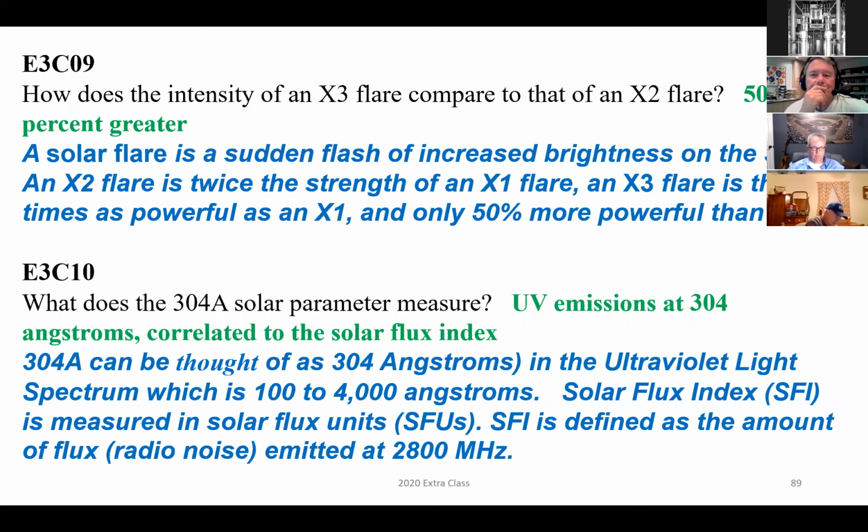E3C09. How does the intensity of an X3 flare compare to that of an X2 flare? And that's going to be a factor of 50% greater. The solar flare is a sudden flash of increased brightness on the sun. So an X2 flare is twice the strength of an X1 flare. And an X3 flare is 3 times as powerful as an X1, but only 50% more powerful than an X2.